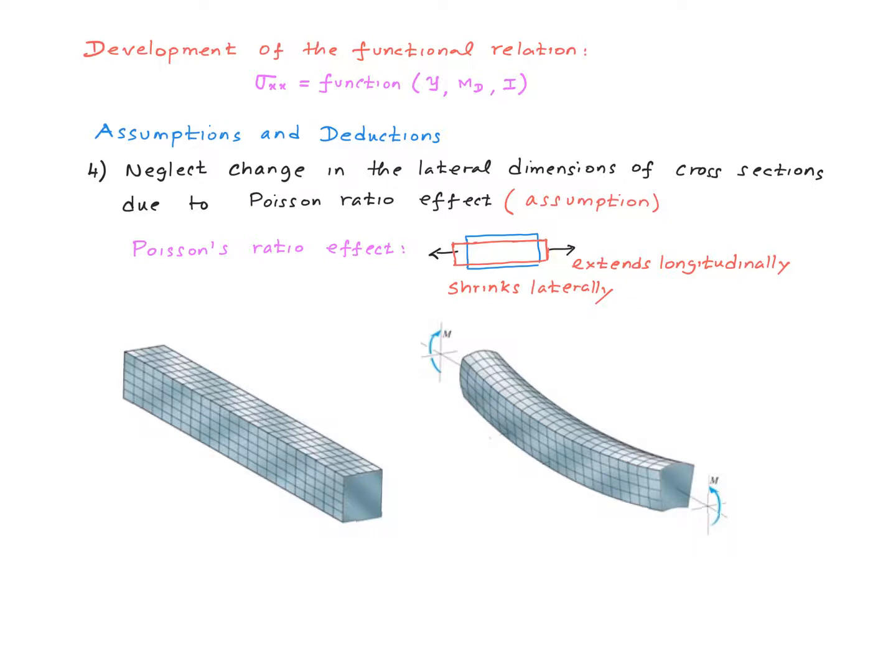It's going to be more like a trapezoid, right? And this is what we mean by the change in the lateral dimensions of the cross section. So we're going to neglect this. In other words, for us, this rectangular cross section remains a rectangle even after deformation.